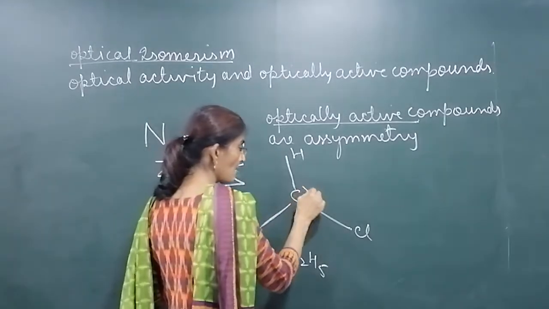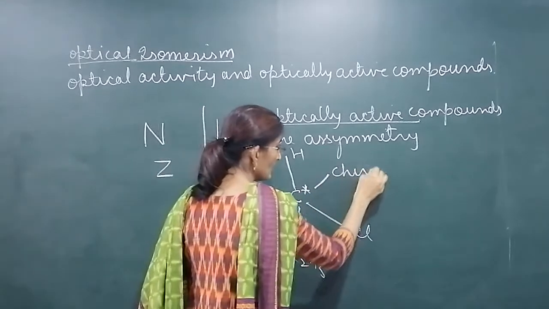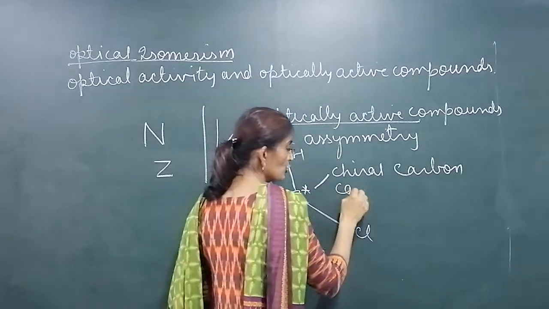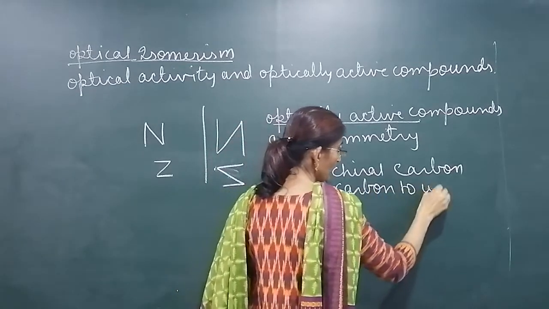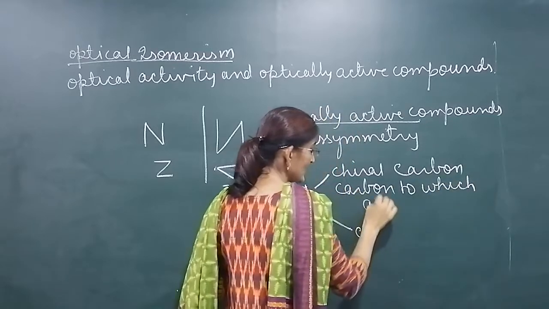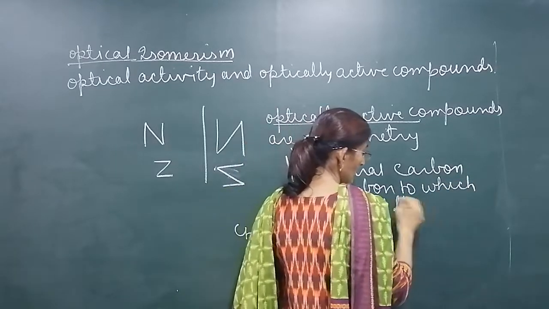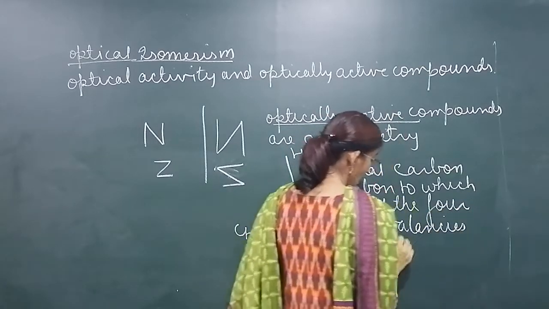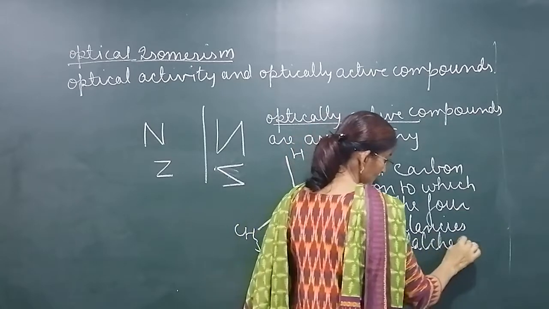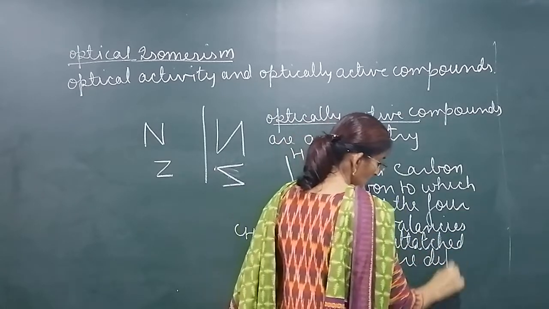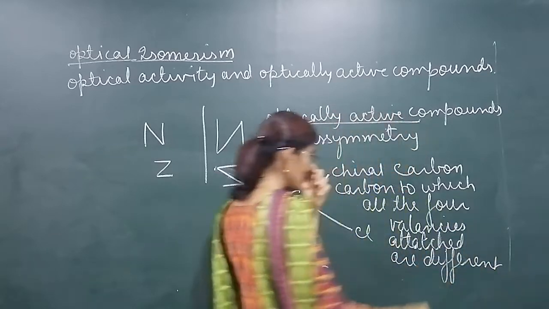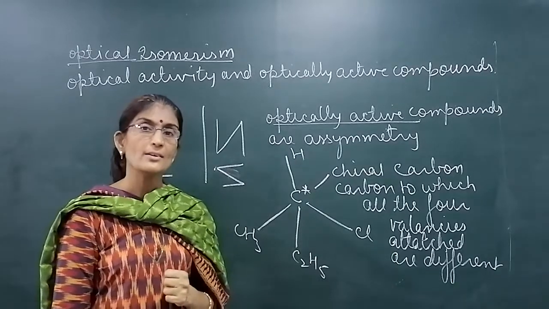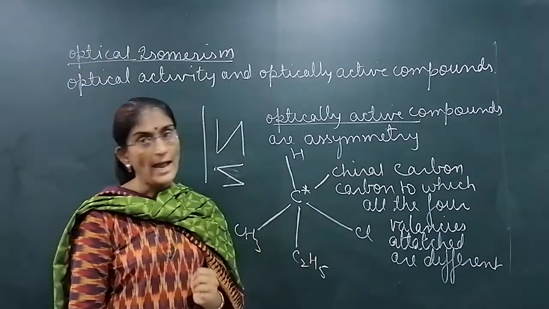Such a carbon in a compound is known as a chiral carbon. What is it called? Chiral carbon. What is a chiral carbon? A carbon to which all the 4 valencies attached are different. They are known as chiral carbon. And if a compound has a chiral carbon, it is asymmetric, and asymmetric compounds are optically active.